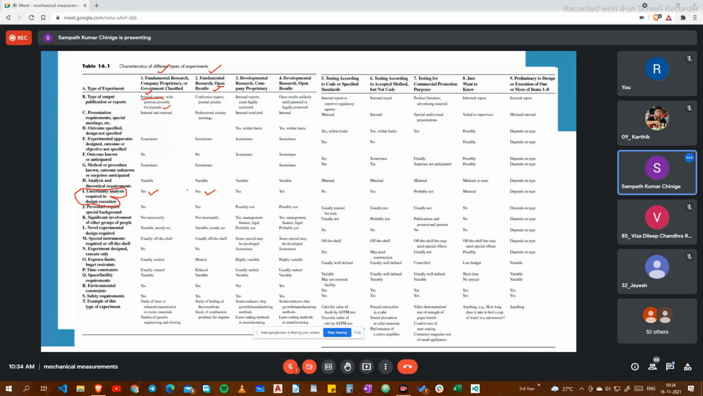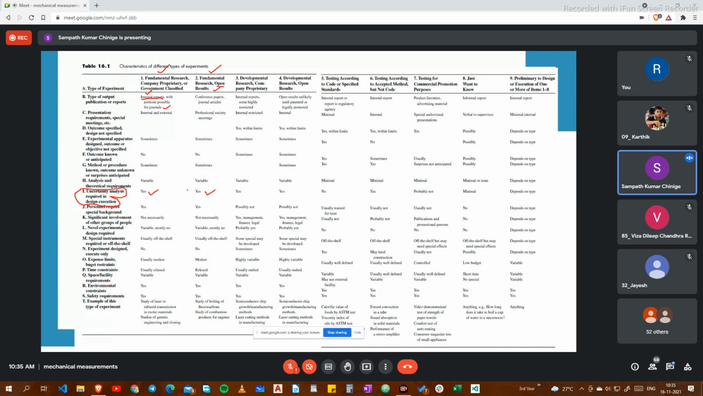Whether personnel require a special background? Yes, we require people of high expertise. Significant involvement of other groups of people? We don't necessarily need other groups to be involved. Another classification: is a novel experimental design required? It varies. Mostly we don't need novel experimental designs. It only depends on whatever has happened. We will try to modify that slightly, and then we will find out the outputs.